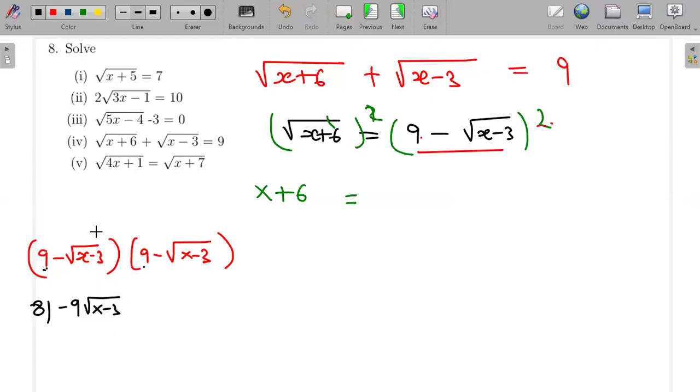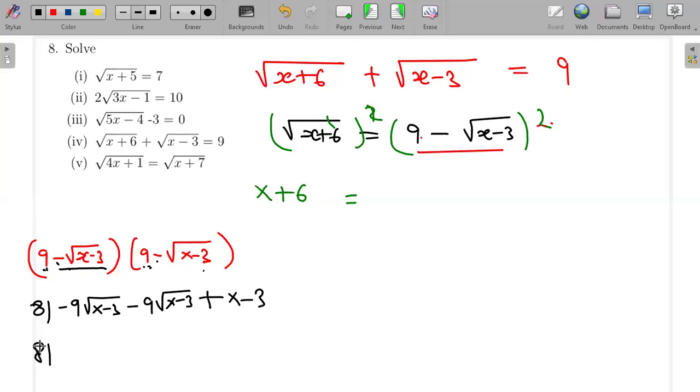Then, because I'm done with the 9, I've multiplied with that, now I'm multiplying this with the 9, I get minus 9 root of x minus 3. And then this guy, minus root of x minus 3 multiplied by minus root of x minus 3: negative and negative is positive, and root multiplied by root cancels out. So I just remain with x minus 3. Simply meaning that I have 81.